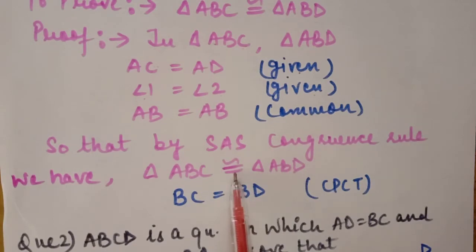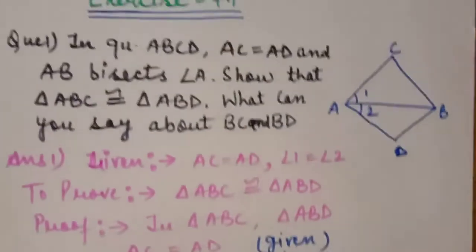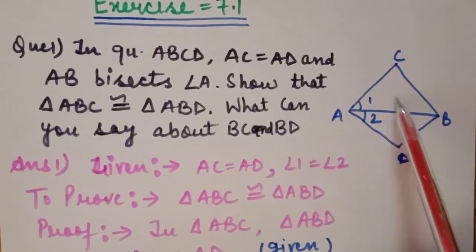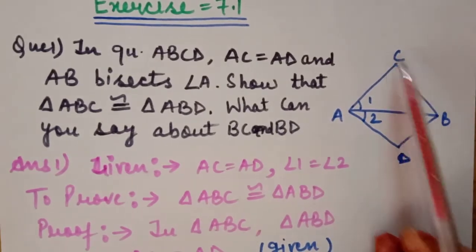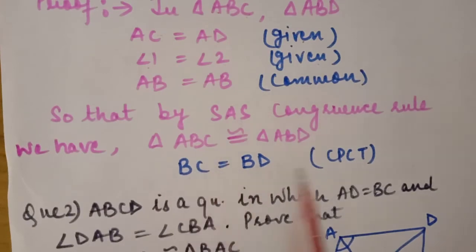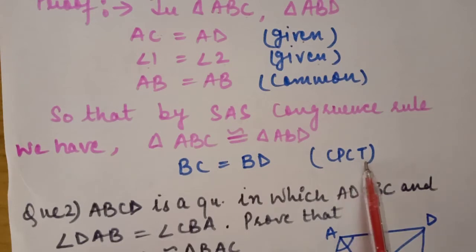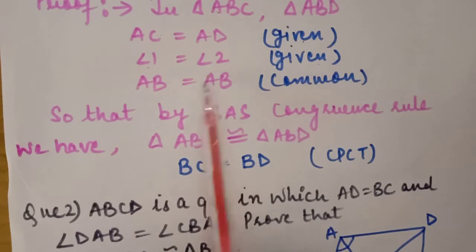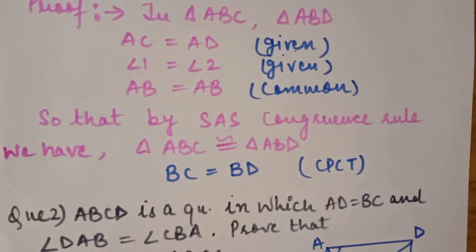And in our question, they want one more thing. What can you say about BC and BD? If these two triangles are already congruent, then BC and BD are two corresponding parts of these two congruent triangles. So definitely they are also equal to each other by CPCT. What is CPCT? Corresponding parts of congruent triangles. So we know it very well: when two triangles are congruent with three elements, then the remaining three elements are automatically equal to each other. So students, this is your first question.